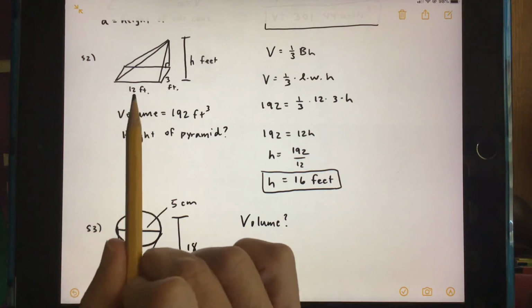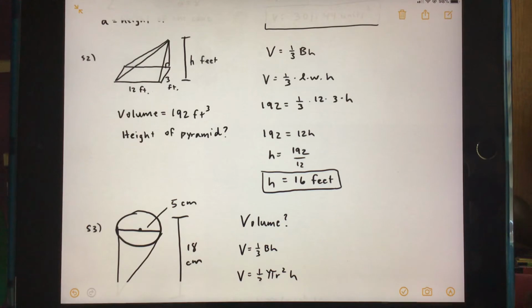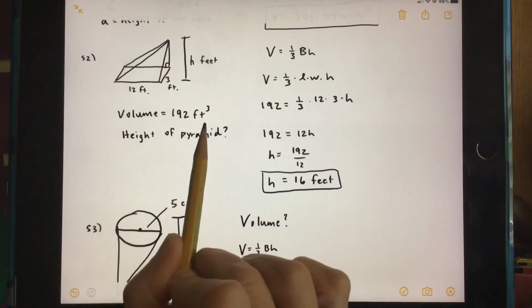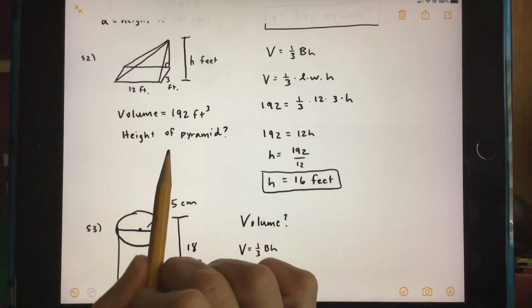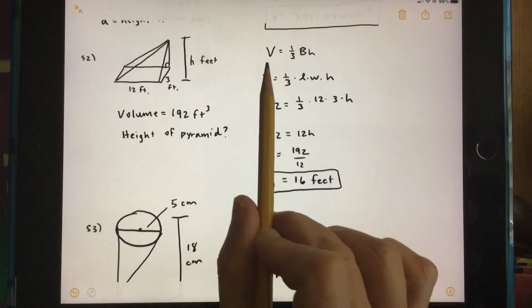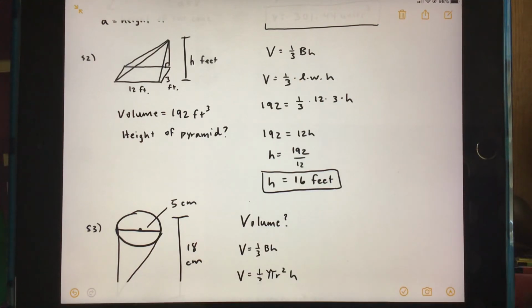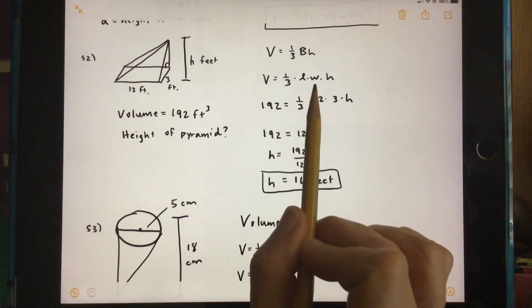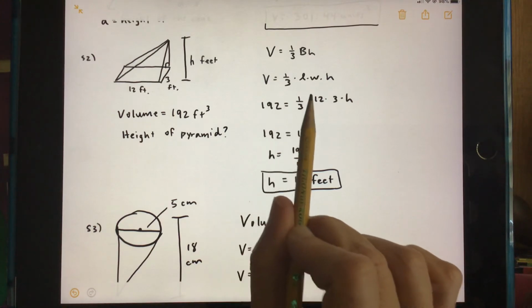So we're going to figure it out based on the fact that the length and the width of the base here are 12 and 3. We also are given the information that the volume is 192 feet cubed, and from all of that we will calculate the height of the pyramid. Here's our formula. Volume for any pyramid or cone is 1/3 b times h. Our base is a rectangle. We will replace base with length times width. And then we'll plug all of our numbers into volume equals 1/3 times length times width times height.